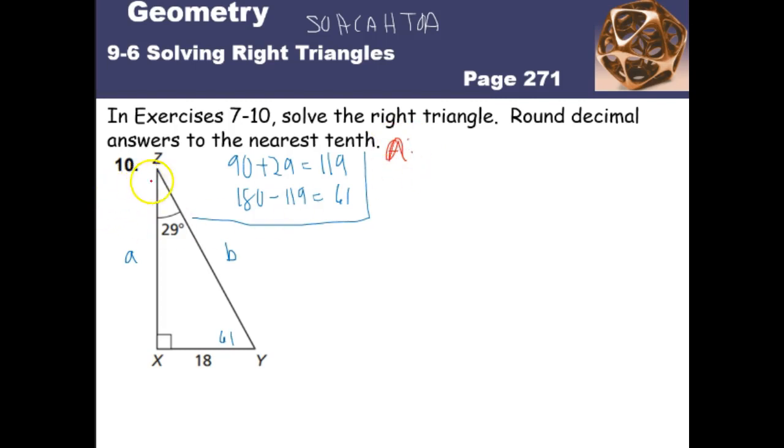I need to label. So here's the angle they gave me. The side across from that is right here, so that's the opposite. And then from the right angle, I get the hypotenuse. So this must be the adjacent. So to find A, I have to use A, which is the adjacent. And I have to use what they gave me, which in this case is 18, which is the opposite. So opposite and adjacent is tangent.